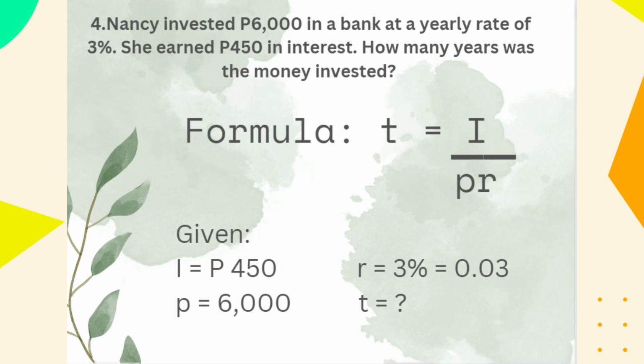Last but not the least is this. Nancy invested 6,000 pesos in a bank at a yearly rate of 3%. She earned 450 pesos in interest. How many years was the money invested? The formula that we are going to use is time equals interest over principal times rate, because we are looking for time. As you can see, our given was interest equals 450 pesos, the principal amount, which is 6,000 pesos, and then the rate, which is 3% or converted into 0.03.